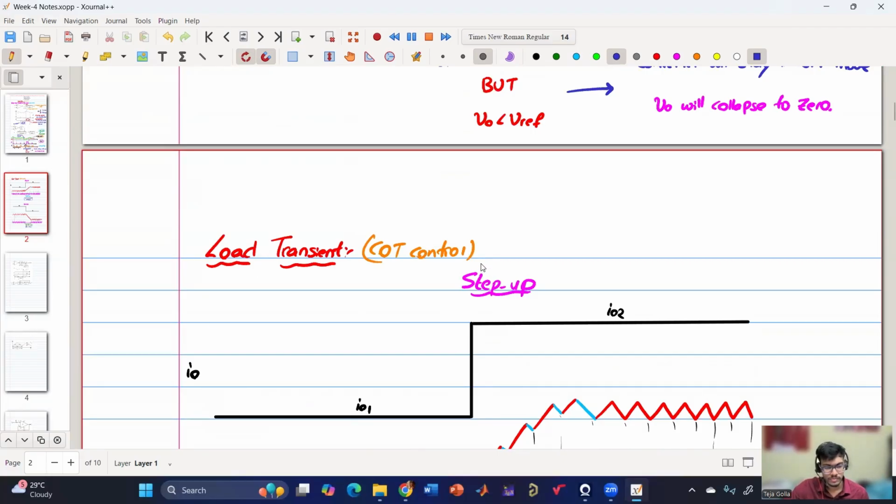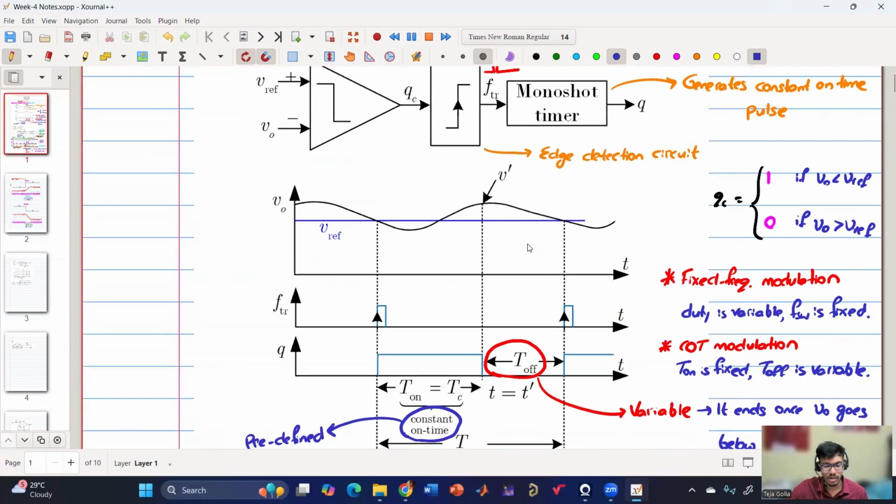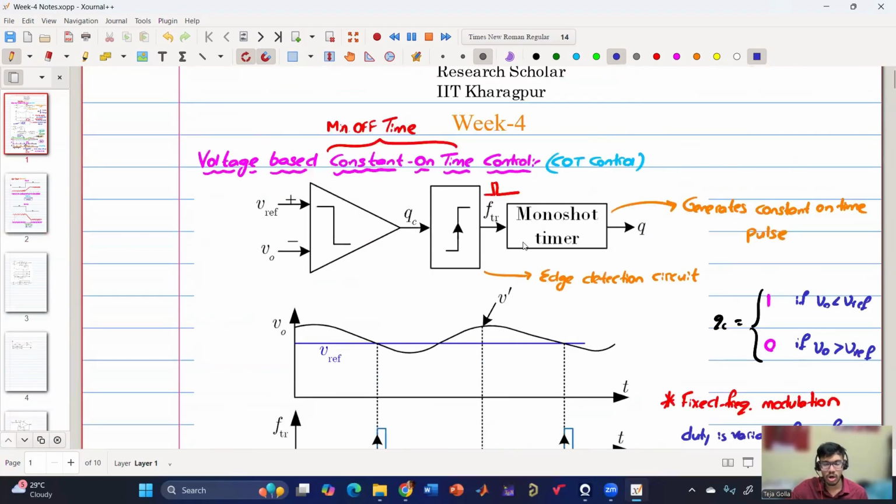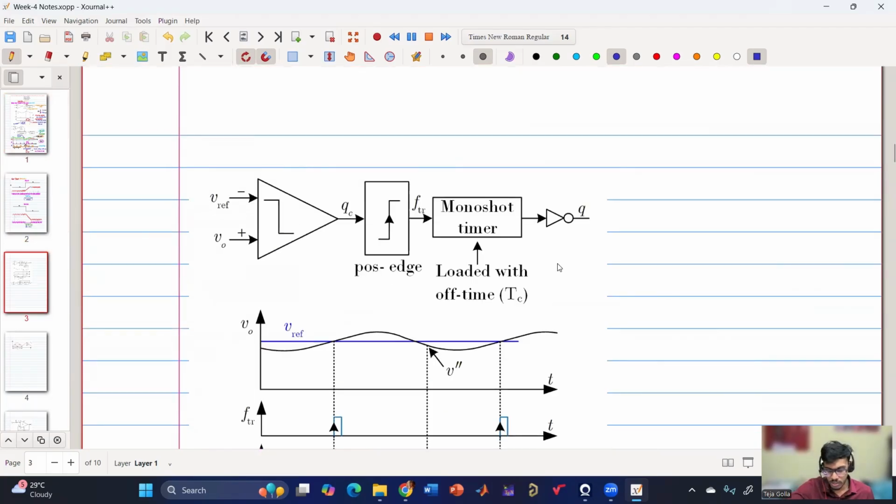Yes, sir. So others, if you have any doubts, then you can ask, because we have discussed constant on time control in detail. Now constant off time control, we can just quickly browse through and spend a little time. If you have questions, you can ask me now. Okay. So I guess no questions. Then we'll move to voltage based constant off time. Okay, Arun says it is clear.